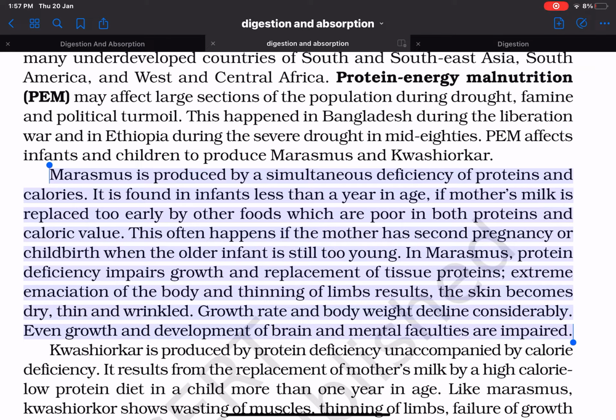In marasmus, protein deficiency impairs growth and replacement of tissue proteins. Extreme emaciation of the body and thinning of limbs results. The skin becomes dry, thin and wrinkled. Growth rate and body weight decline considerably. Even growth and development of brain and mental faculties are impaired.